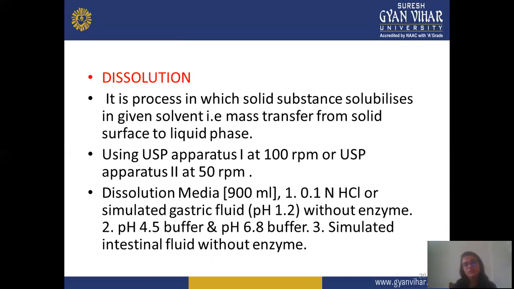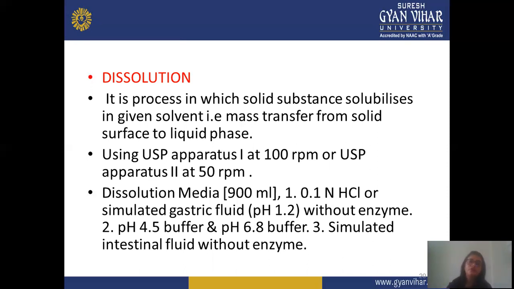If you're preparing a formulation for the intestinal effect, in this condition pH 4.5 is mainly preferred, and you can also prefer 6.8 buffer. You perform this test according to intestinal fluid without enzyme, and you perform this dissolution test with the help of different USP apparatus. Mainly we use USP apparatus 1 and 2 for this dissolution test, and the speed is also maintained, and the temperature is mainly body temperature, 37 degrees Celsius, is required.